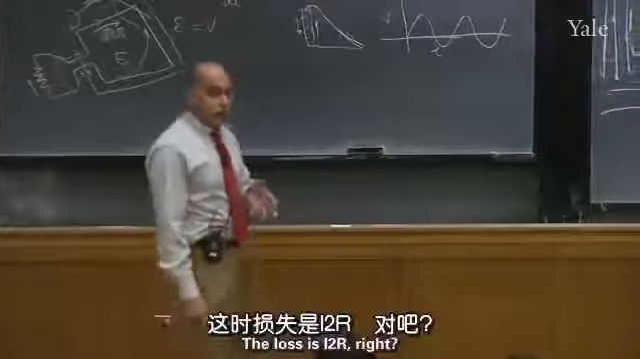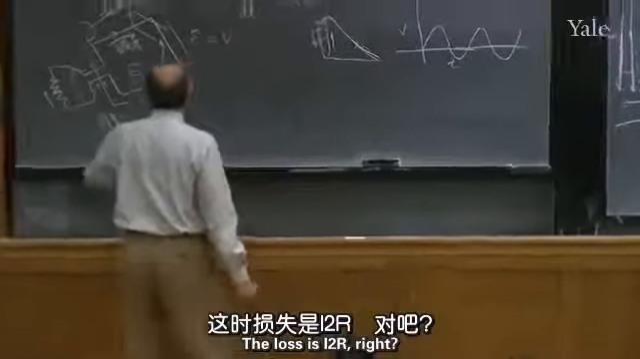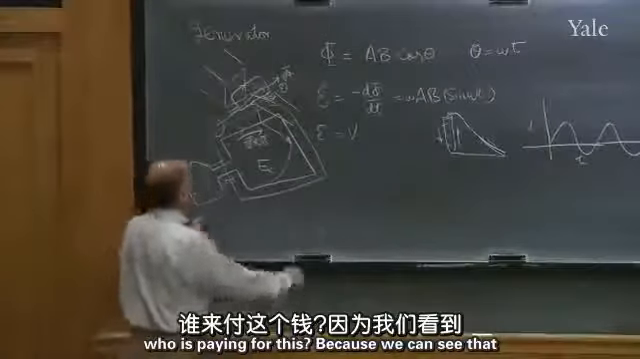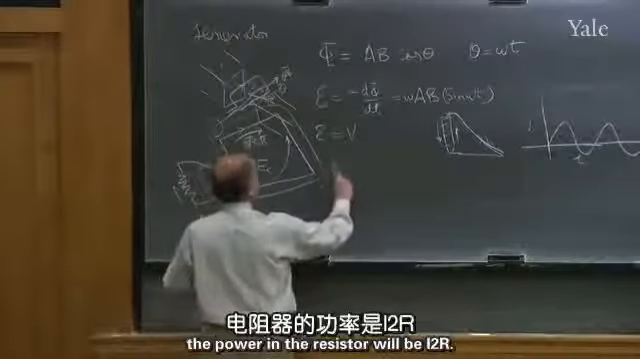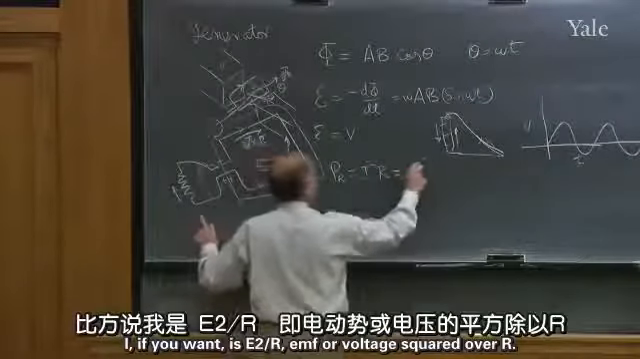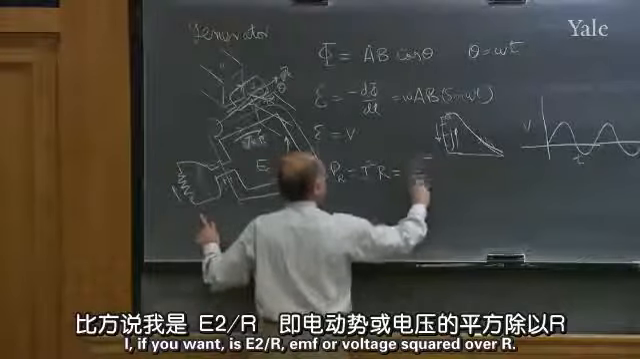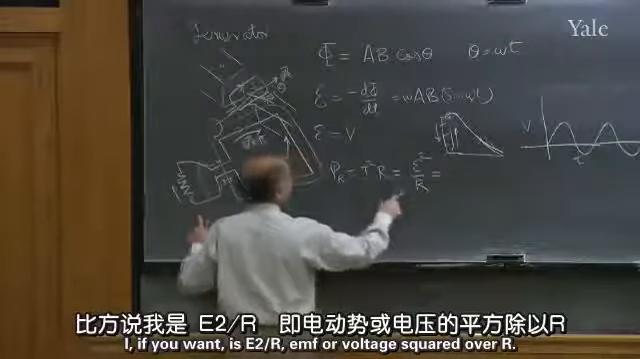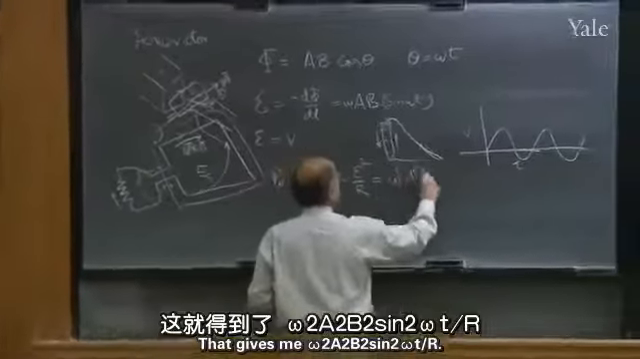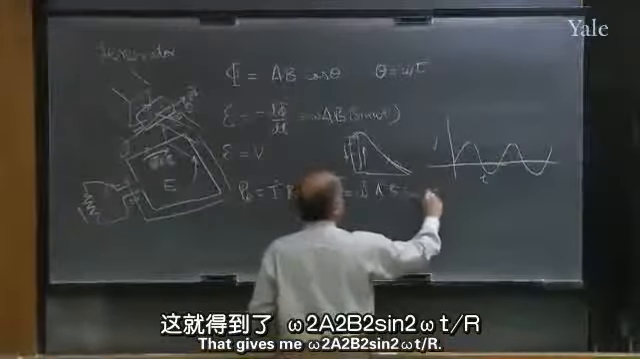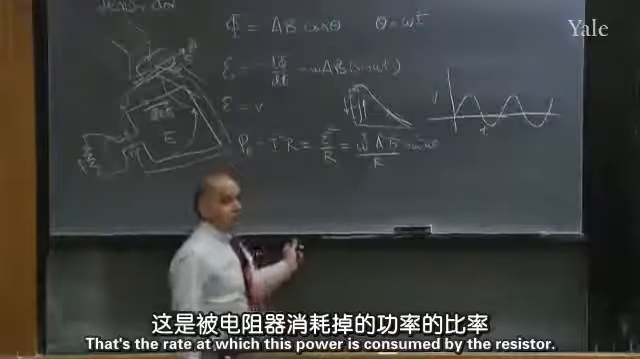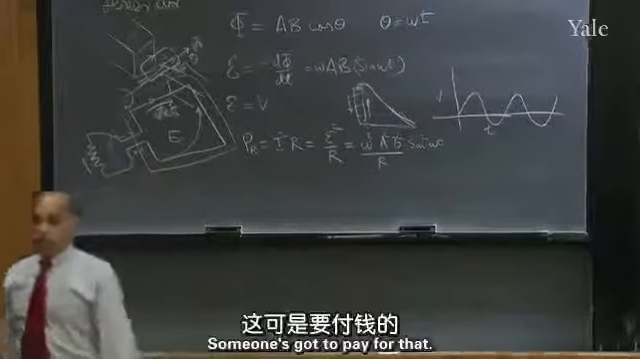The loss is I square R, right? That's when you got to explain it to yourself, who is paying for this? Because we can see that the power in the resistor will be I square R. I, if you want, is E squared over R. EMF or voltage square over R. That gives me omega square A square B square sine square omega t divided by R. That's the rate at which this power is consumed by the resistor. And someone's got to pay for that.